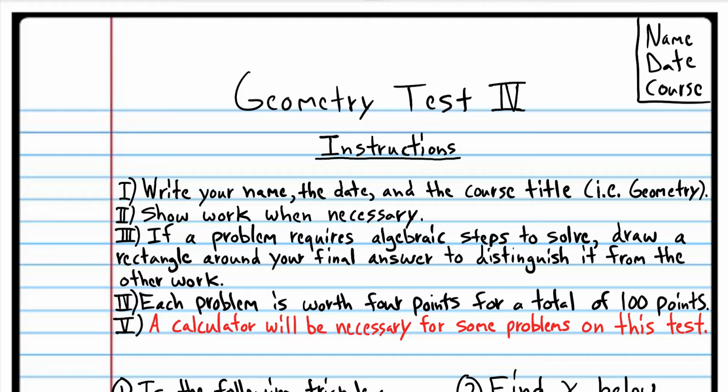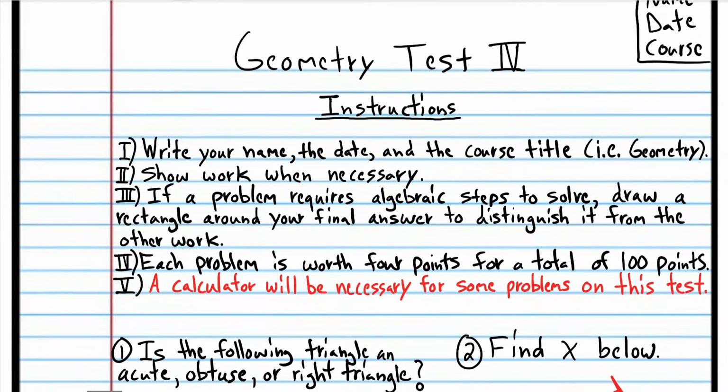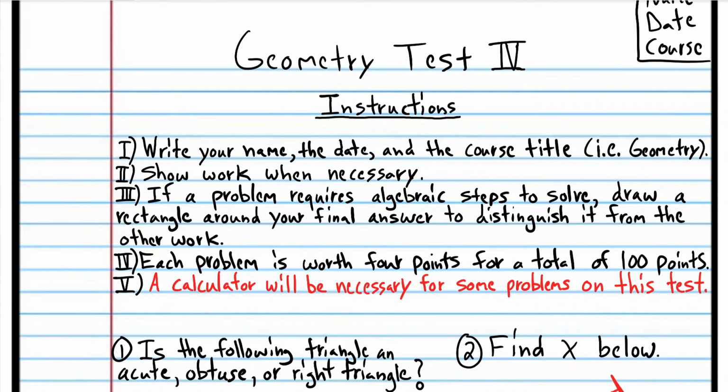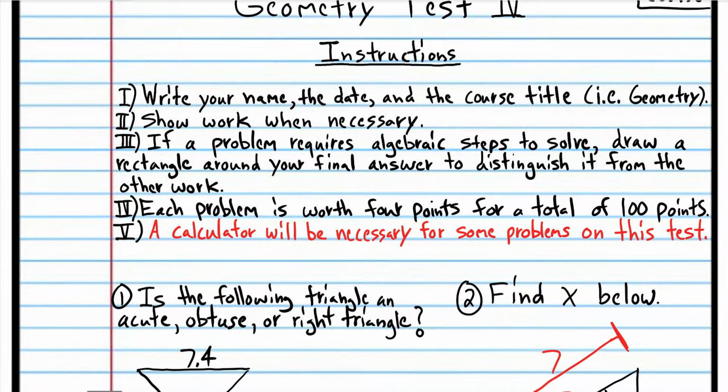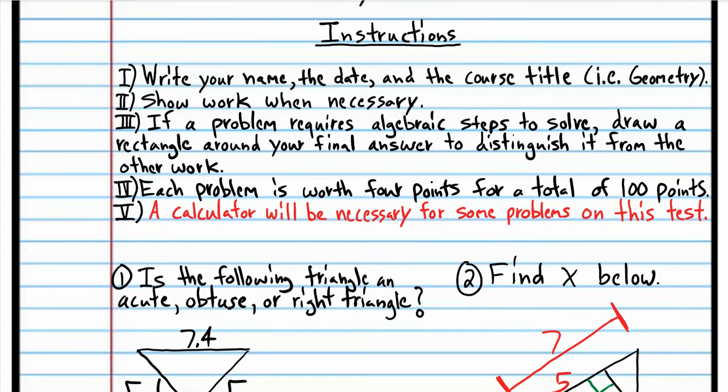Go ahead and put your name and the date and the course title, geometry, on your paper. You're going to lose a point if you don't, or 3 points for not writing those things. As usual, there's 25 problems on the test, 4 points each for a total of 100 points. Show the work. When there's work that you can show, show the work.